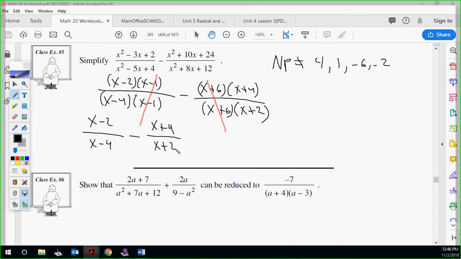We good? Are we done? Nope. We're getting together, right? So we got to go x plus 2. I know. Jeez. Sorry. Yes. Not the bottom. This one needs an x minus 4.